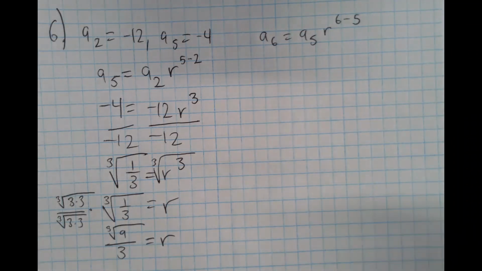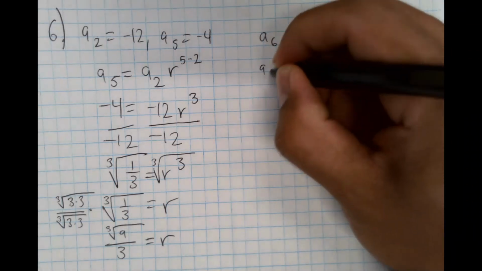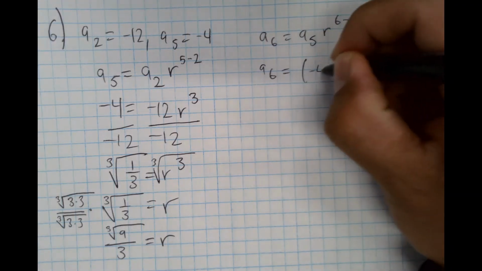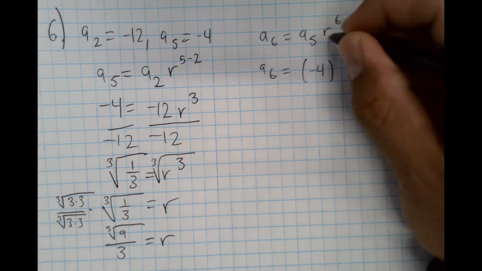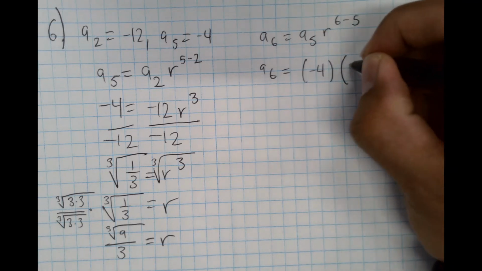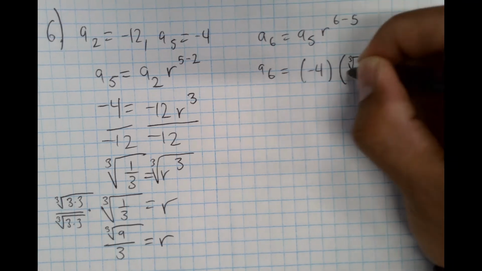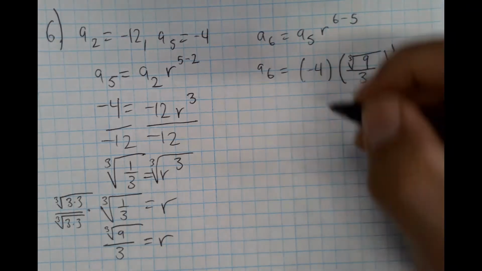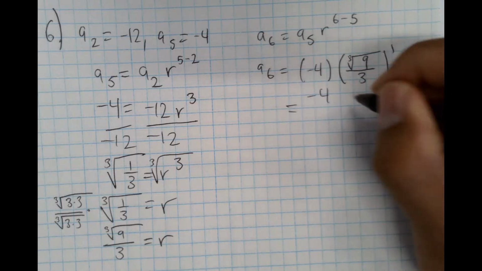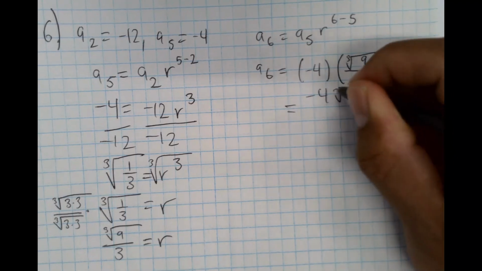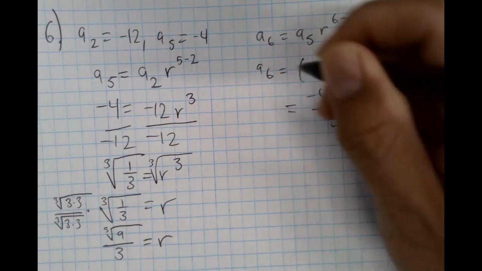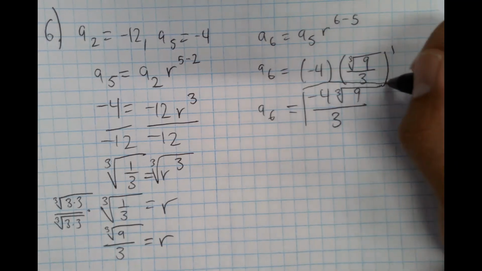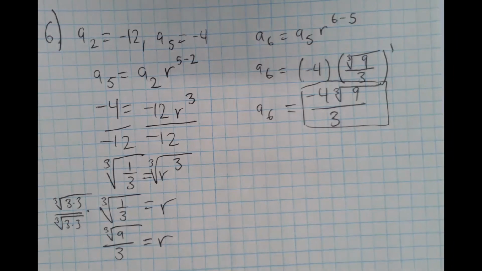Then you just plug in, so a of 6, I have no idea what it's equal to. A of 5 is equal to -4. And then r is equal to this monstrosity here, and this is just to the first power. So it's actually pretty easy. You just multiply it out, and then you get 9 to the third power times -4 divided by 3 is equal to a of 6. It's not a very satisfying answer, but that is your answer nonetheless. And that's pretty much it.